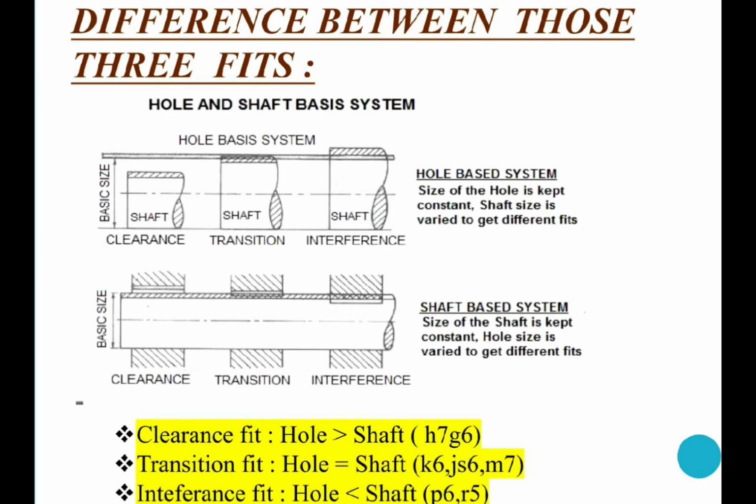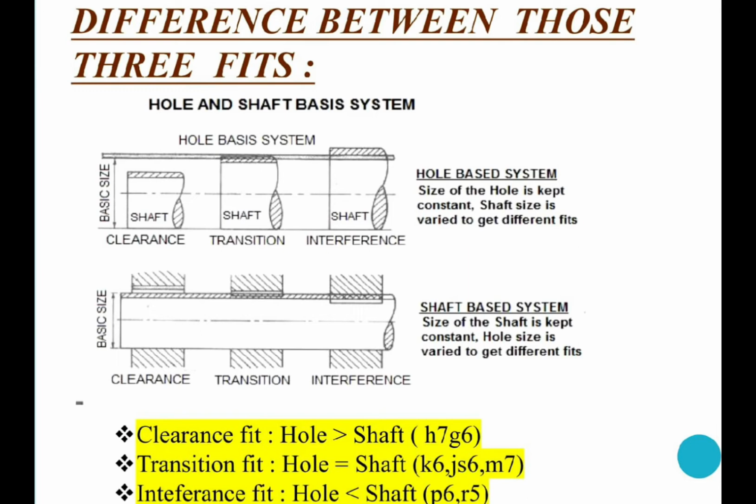If you are talking about the difference between three fits, we can denote these fits with a proper example in the hole and shaft basis system. First one is the hole basis system. What is called a hole basis system? The size of the hole is kept constant. Shaft size is varied to get different fits.